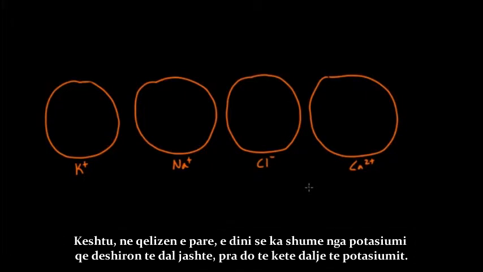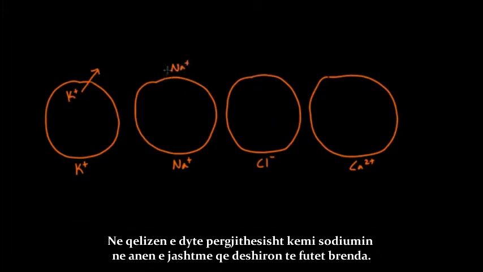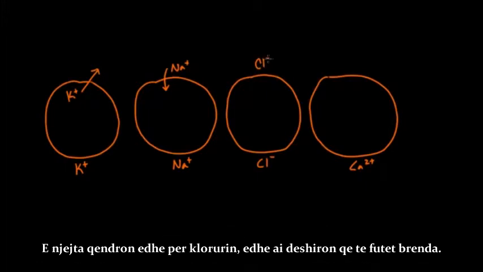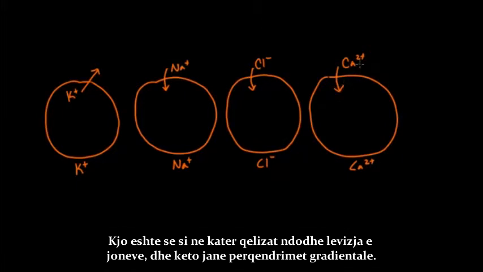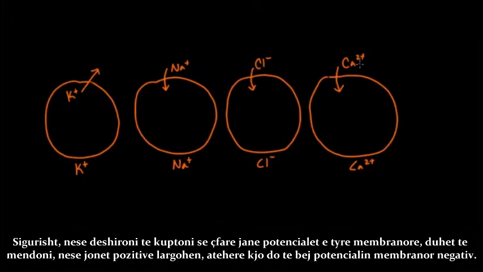So in the first cell, you know that there's a lot of potassium that wants to get out, so it's going to have potassium leaving. In the second cell, you know that we generally have more sodium on the outside that wants to get in. And the same is true for chloride that wants to get in, and the same is true for calcium that wants to get in. So this is kind of how the 4 cells are going to have movement of ions, and these are the concentration gradients.